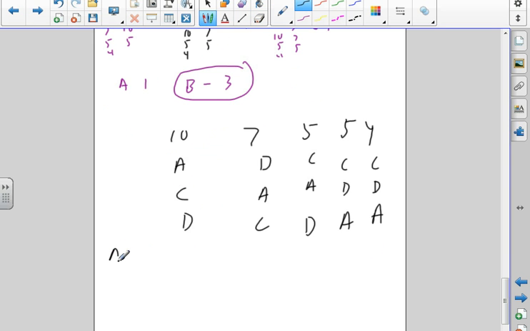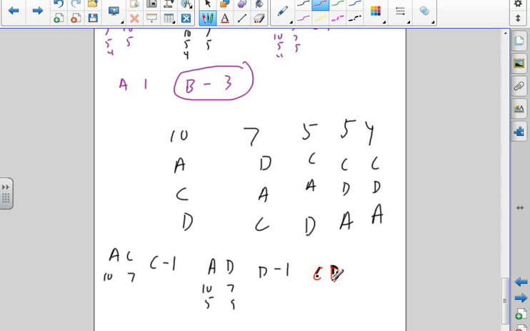Okay, so I'm going to look at A versus C. 10, 7, C wins. And then I'm going to look at A versus D. 10, 7, 5, 9, D wins. Okay, and then I'm going to look at C versus D.